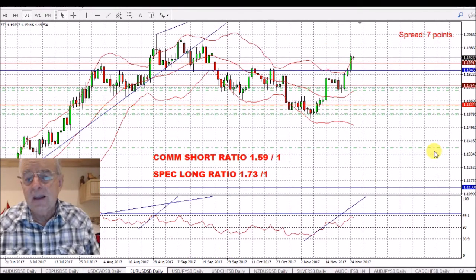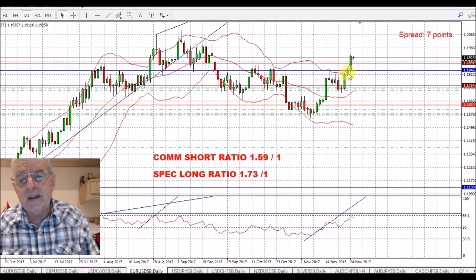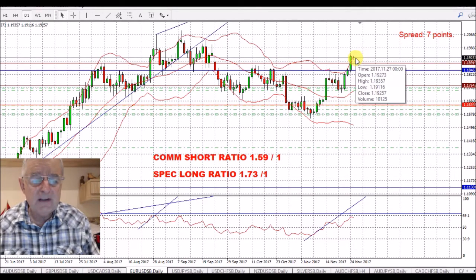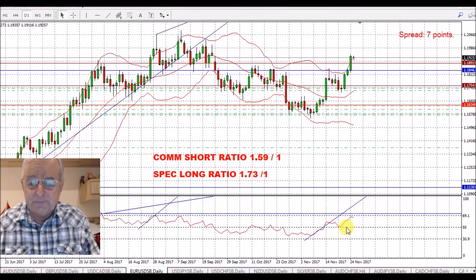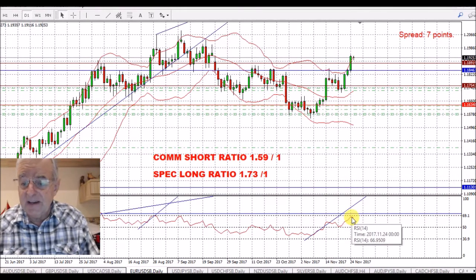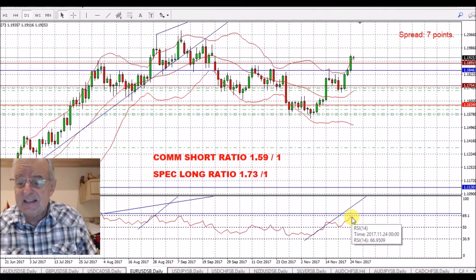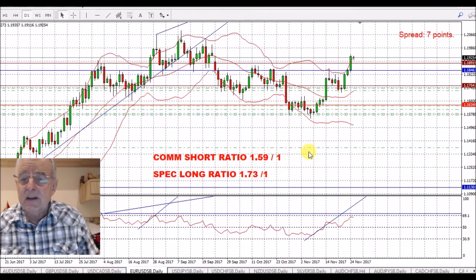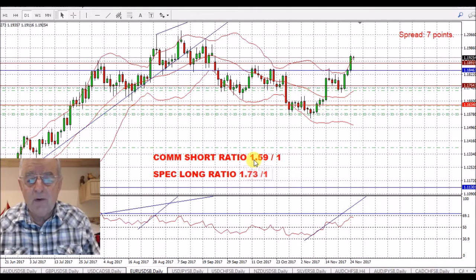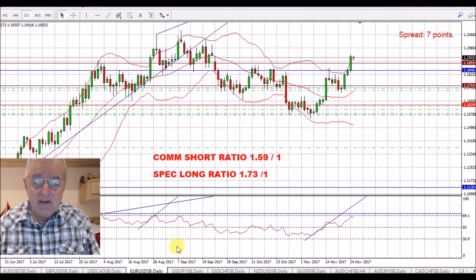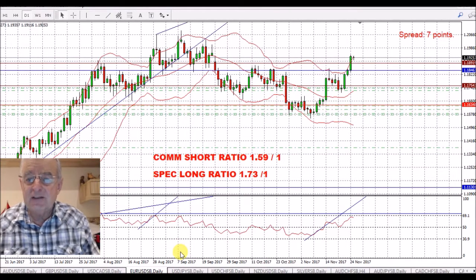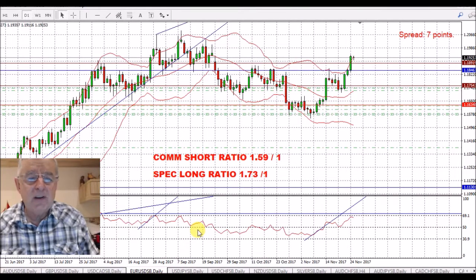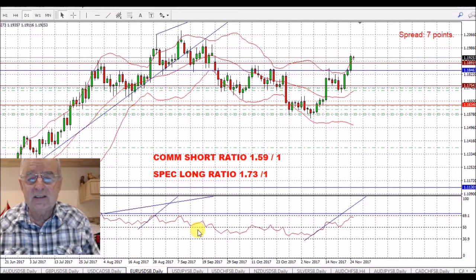Euro dollar. We've had a really nice bounce up on the euro dollar, which I think is a good selling opportunity. We bounced up on the RSI and we've gone up to nearly 69, and I see this as a good sell back down. We've got a short ratio of 1.59 to 1. We'll see where this goes the rest of the week, but it's coming up now into a little bit of resistance, and I think it should turn back down.